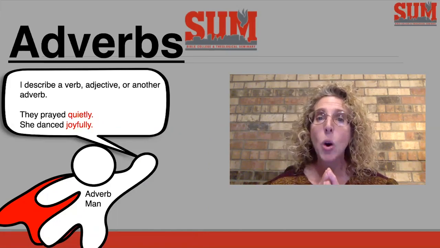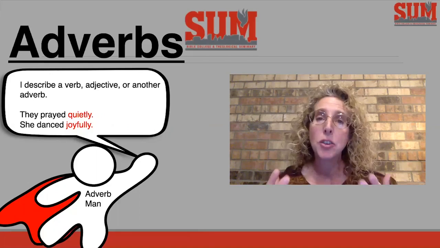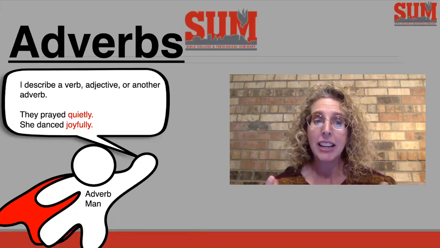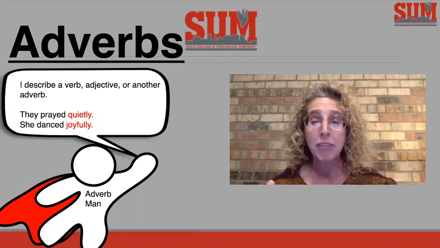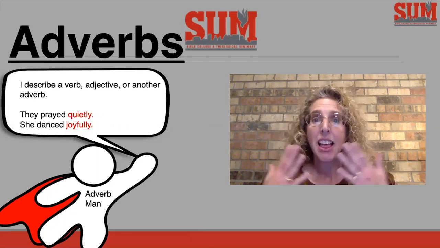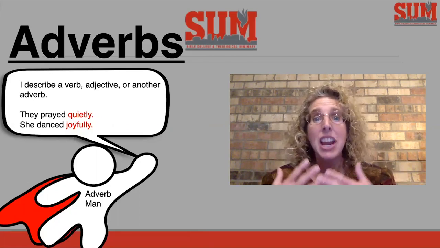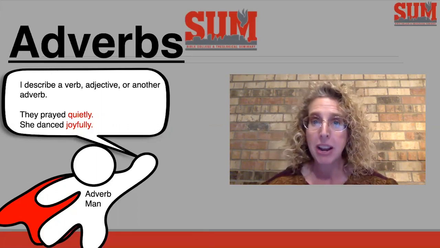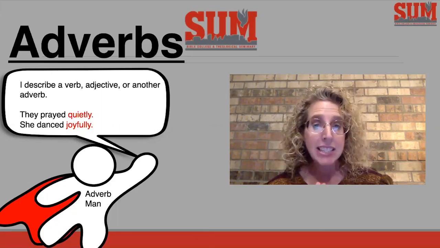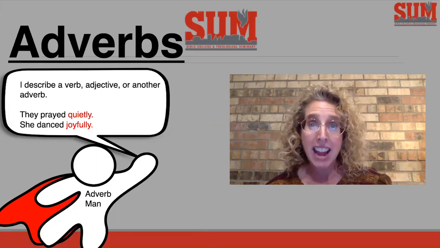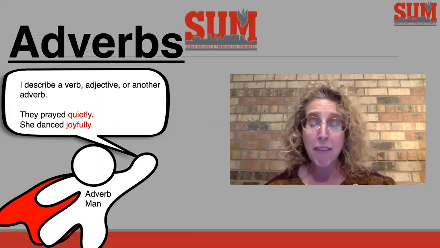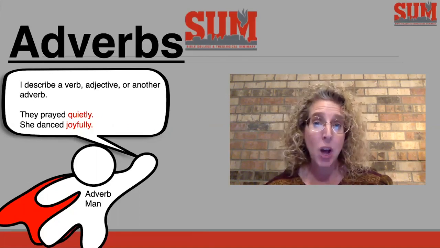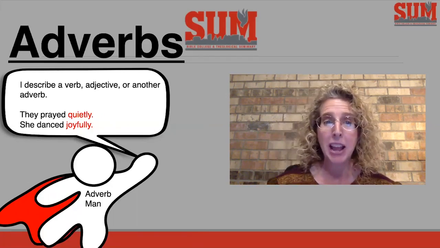They prayed quietly. That helps us understand how they were praying. She danced joyfully. That helps us understand what the dancing was like. It was joyful dancing. What was the prayer like? It was quiet prayer. Adverbs many times will have an ly added to the end. Not all adverbs have an ly, but if you see an ly, there's a good chance it's probably an adverb.